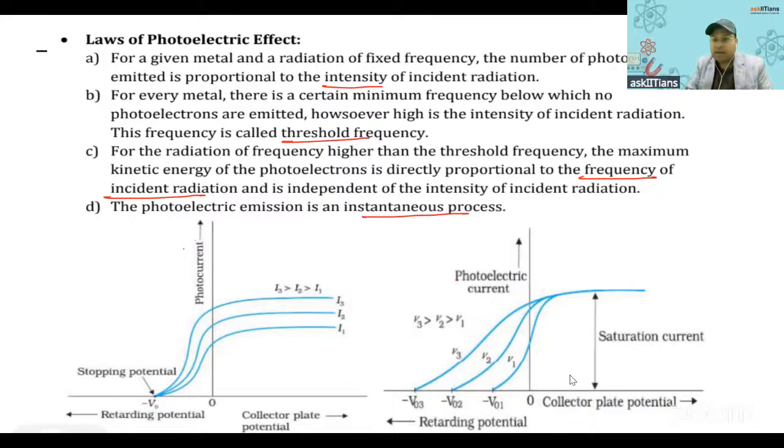But you see here, as we increase the frequency, nu 3 is more than nu 2. As we increase the frequency, the stopping potential also increases, right? The stopping potential is greater for more frequency. But for different intensities, the stopping potential is the same. Okay, so changing the intensity will not change the stopping potential, but changing the frequency changes the stopping potential. Right? Here, the stopping potential is more than here, than here. Got it?